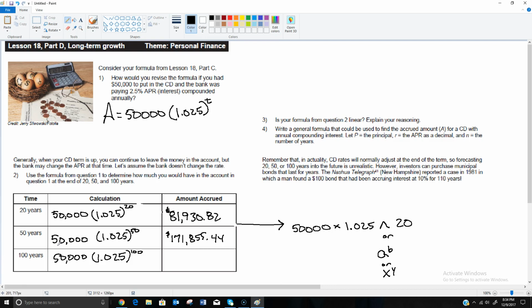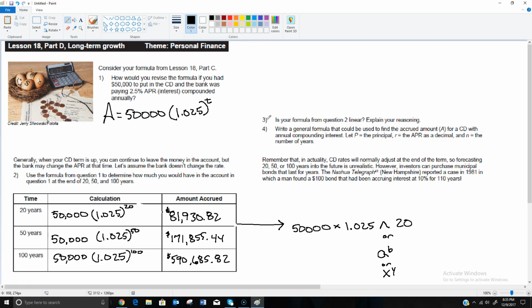So now let's see what we're at 100 years. So 50,000 times 1.025 to the power of 100 gets you $590,685, and then watch your rounding, it's 0.8176, so that'd be 82 cents. 0.817 would round to 0.82.